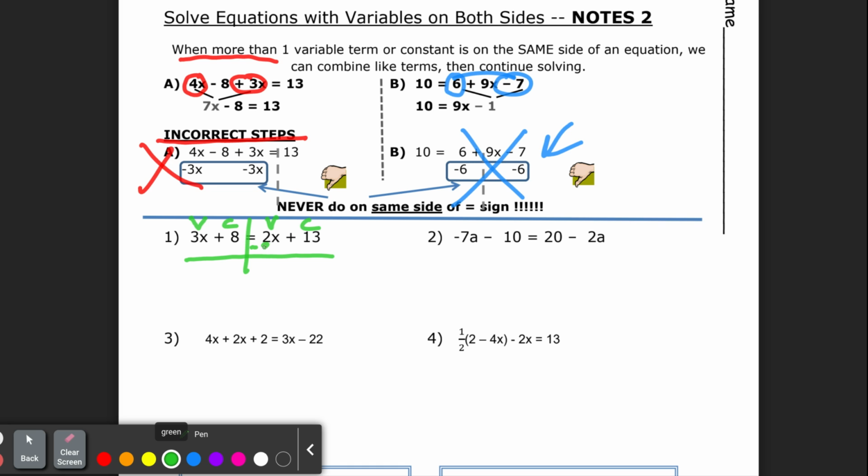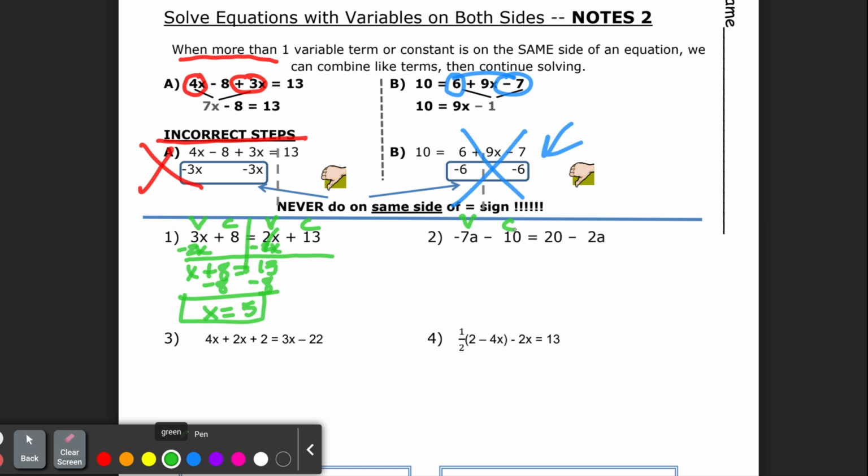So I'm going to subtract 2x from both sides. Whatever you do to one side, you do to the other. So this is x plus 8 equals 13. And now it's just a two-step equation. You're going to subtract 8 from both sides. So x is equal to 13 minus 8, which is 5. And then you can plug 5 in place of each x and see if the left side is equal to the right side. All right, let's take a look at number 2.